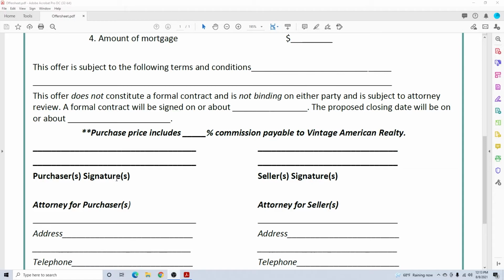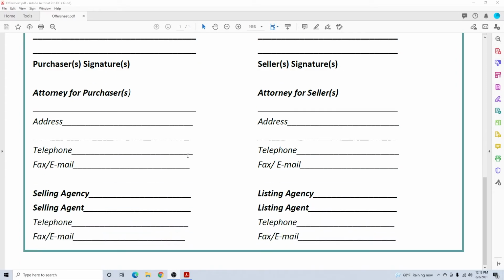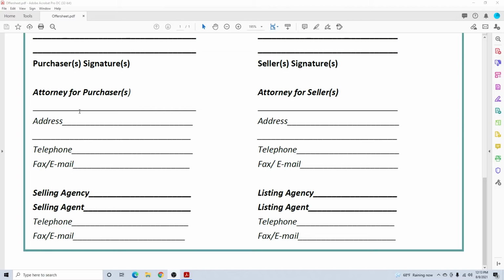Purchaser signature, seller signature, you're never going to get signatures. Might be a rare exception, but in general, they're not going to sign anything. Then it's just self-explanatory. You have the attorney for the purchasers, address, telephone, fax, email. Attorney for the sellers, address, telephone, fax, email. Selling agency would be us, Vintage American Realty. Selling agent would be you, your telephone number, fax, and email. Listing agency, of course, is the agency that listed it. The agent that has it listed, their telephone, their fax, email. So you're the selling agency. You'll see this in some other forms also.